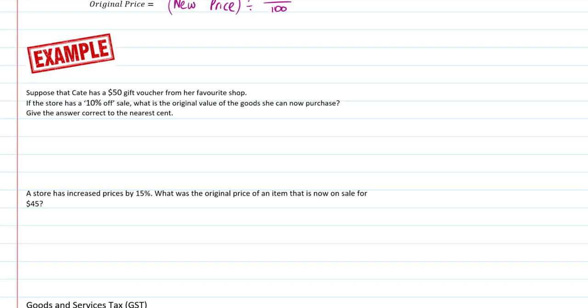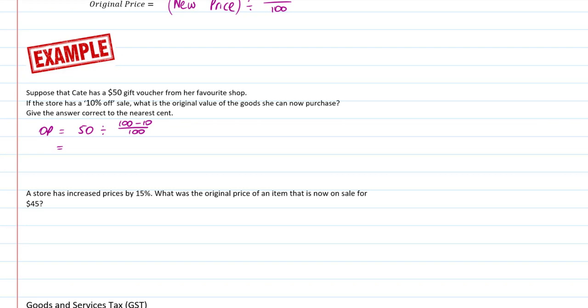So that means that she is going to spend a 50% gift voucher on new price gear. So her new price is $50. We want to know the original price. The original price will be $50 divided by 100, remember, this is a discount, minus 10% over 100. And we do that calculation now.